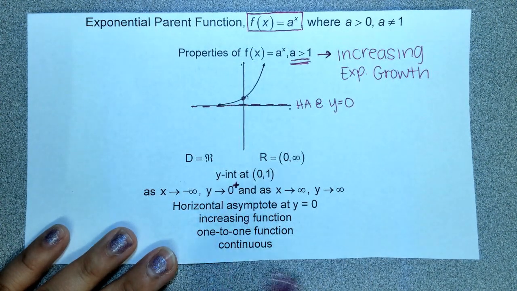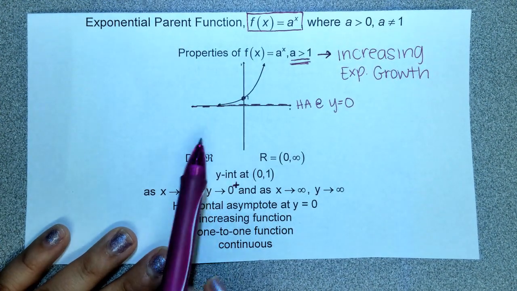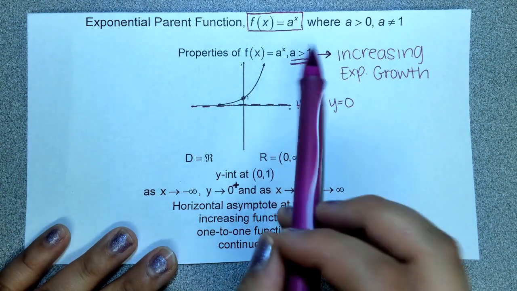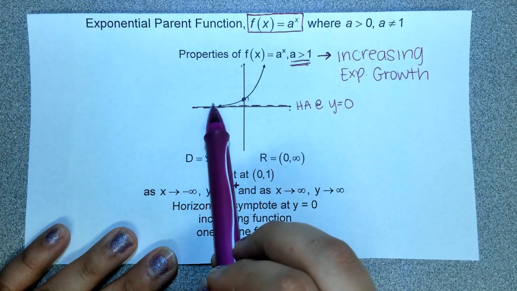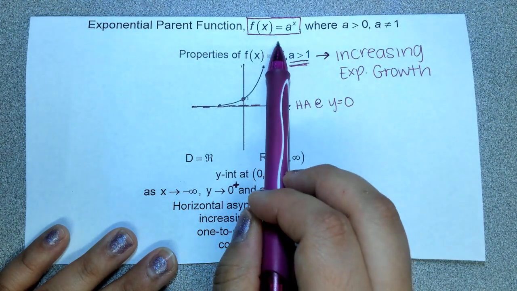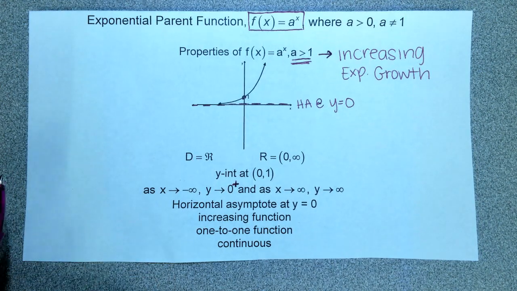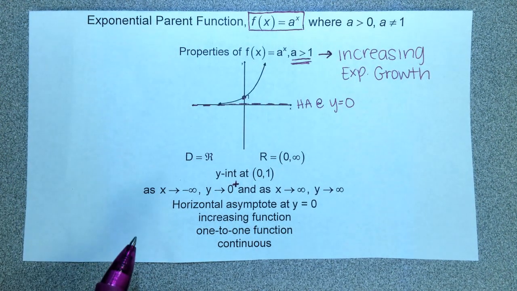And it's continuous. How can it be continuous if it has an asymptote? Say it louder. It's always going. It never touches it. And do you have to pick up your pencil to graph this? No, so it's continuous. Okay? Do I have any questions about exponential growth, the graph?